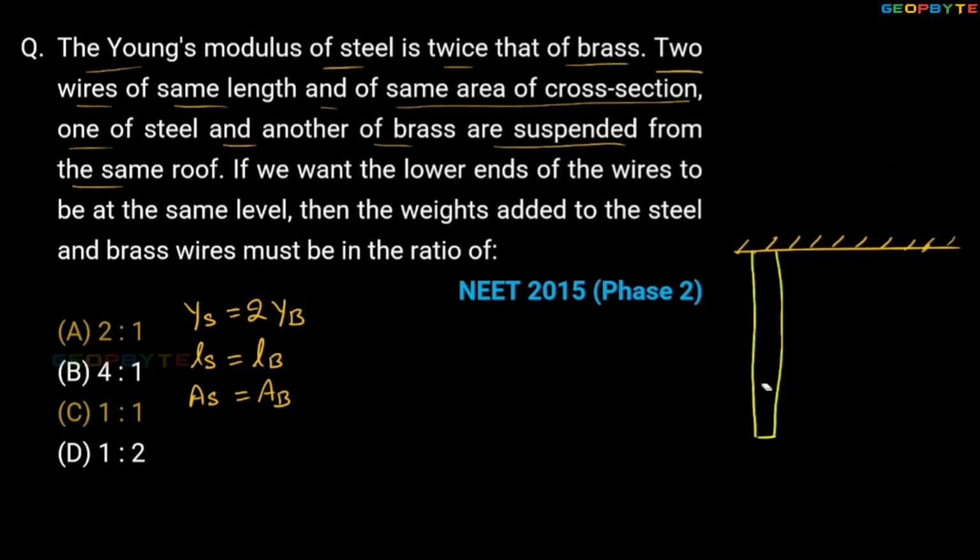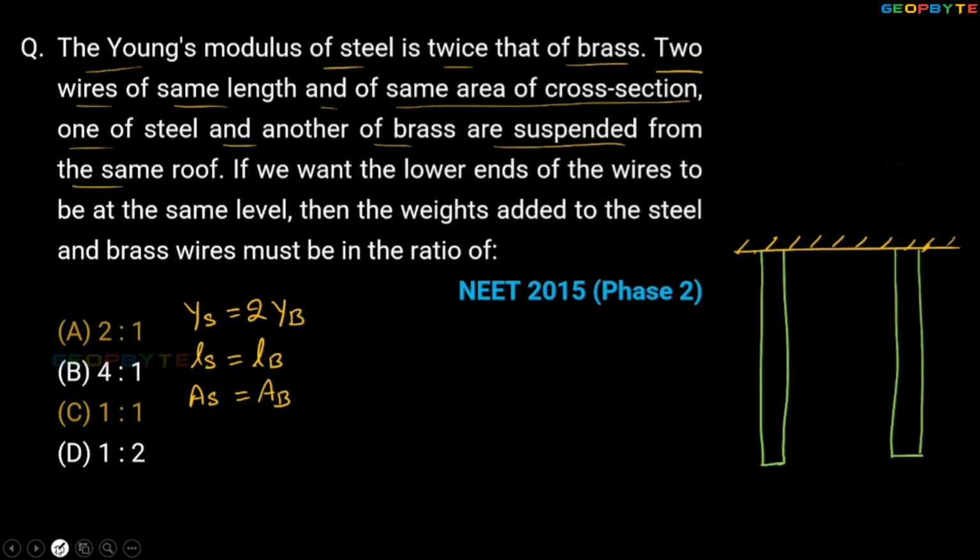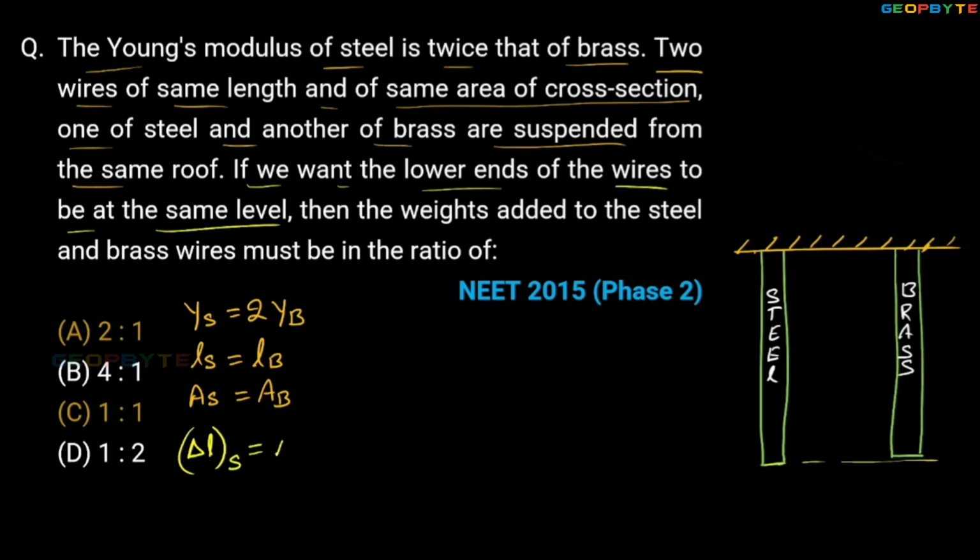Let me draw it clearly. Both are suspended from the same roof. This is one wire, this is the other wire. The first one is steel and the second one is brass. Then if we want the lower ends of the wires to be at the same level, it means the change in length for the steel must be equal to change in length for the brass. That is the meaning of that particular point. That means change in length remains the same for both cases.